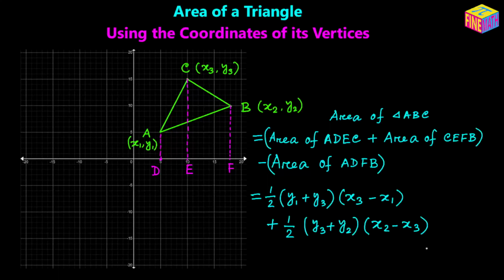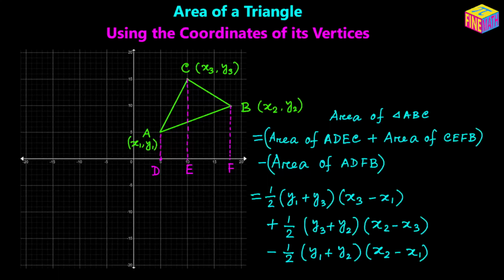Now from this sum let's subtract the area of the trapezium ADFB. So that will be minus the area of the trapezium ADFB, which would again be half of the sum of the two parallel sides. There again the two parallel sides are AD and FB. AD is y sub 1 plus FB, which is y sub 2, times the distance between them. Well, the distance is DF, and that would be x sub 2 minus x sub 1.